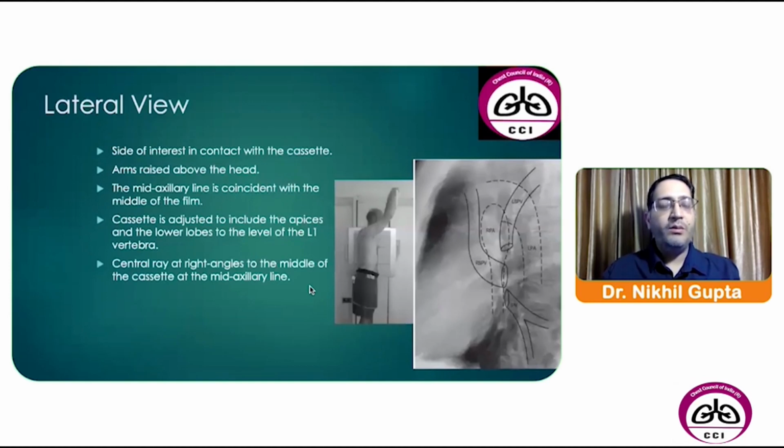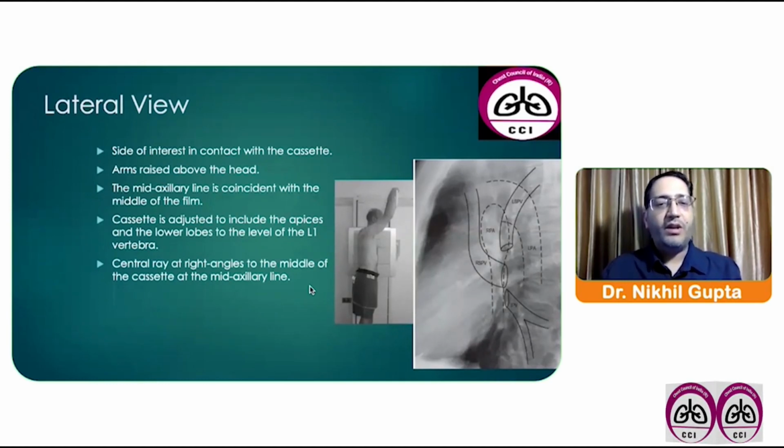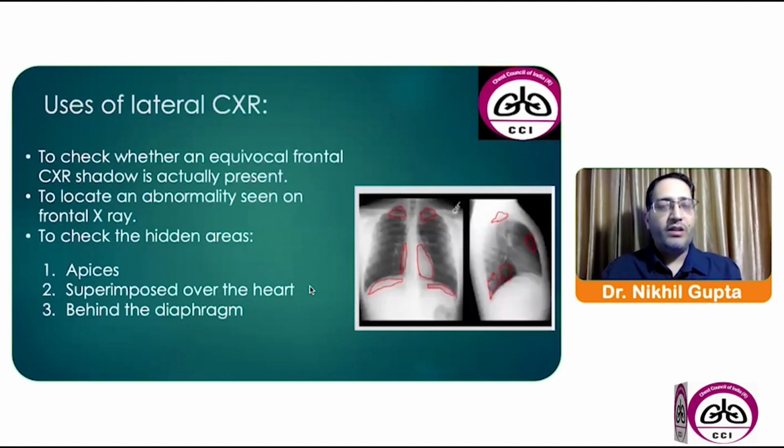In lateral view, the side of interest is in contact with the cassette, arms are raised above the head, the mid-axillary line is coincident with the middle of the film, and the cassette is adjusted to include the apices and the lower lobes to the level of the L1 vertebra, with the central ray at a right angle to the middle of the cassette at the mid-axillary line.